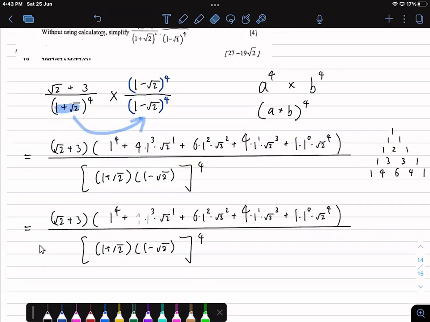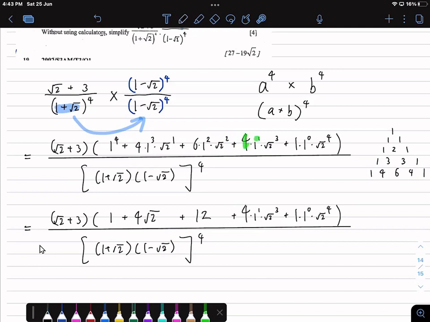So 4 times 1 power 4 is just 1. Then here, 4 times 1 power 3 is just 4. Then multiply by root 2. Here you got 6 times 1 square, which is just a 6. I can throw away the 1 square. Then root 2 square is just a 2. So 6 times 2 is 12. Good. So you have a 12 here.